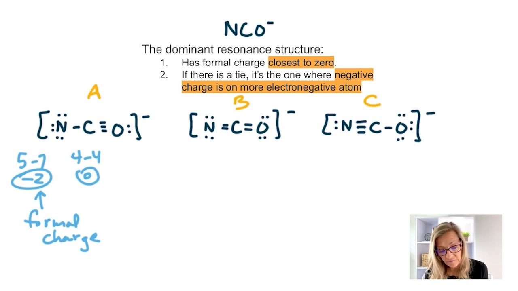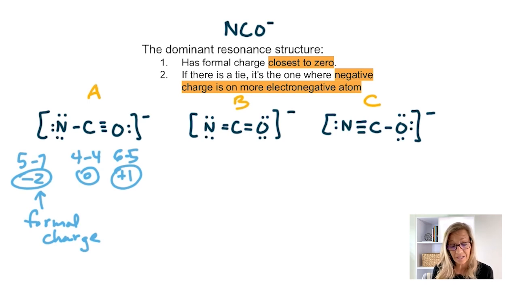For oxygen, valence electrons, periodic table says 6. We're going to subtract those 2 non-bonding electrons and then 3 covalent bonds. So that would be 5. And that is a +1. So these are the formal charges of these atoms. Now, if you add them all up, -2, 0, and +1, you get -1, which is the overall charge for that polyatomic ion. Now, we've got to do this for all of them.